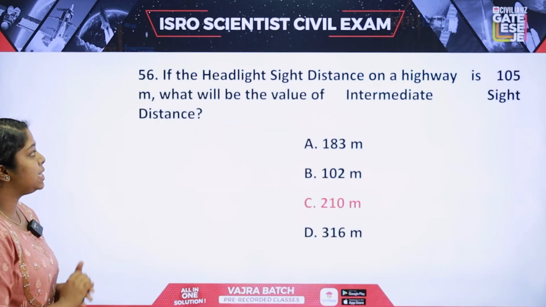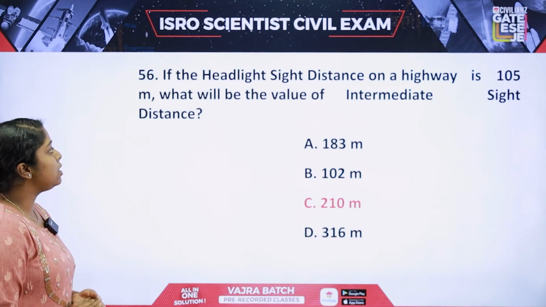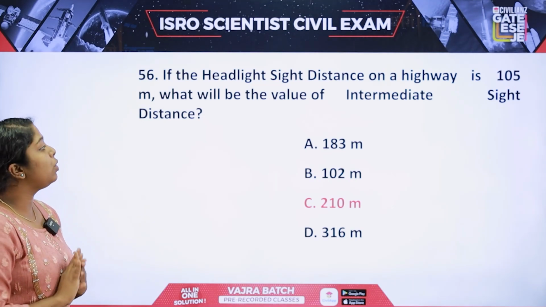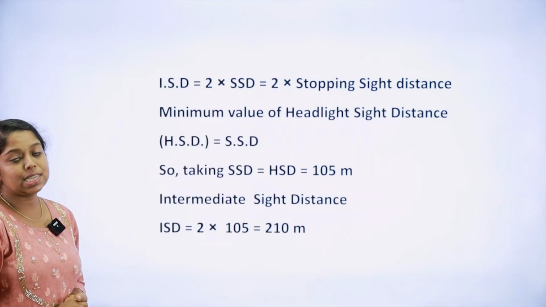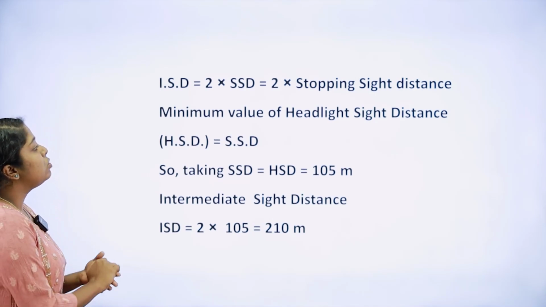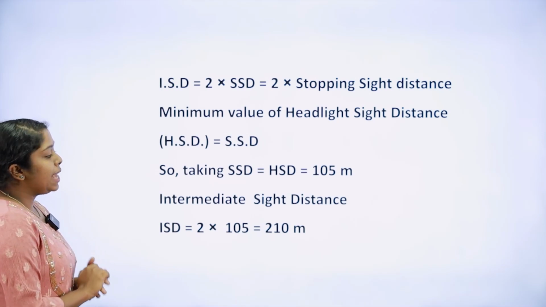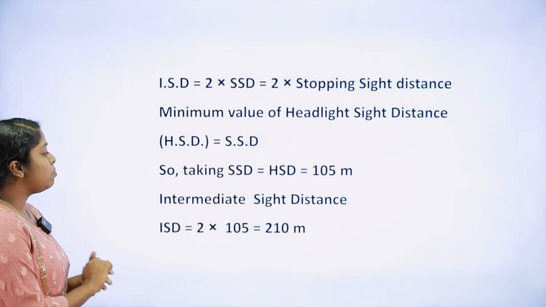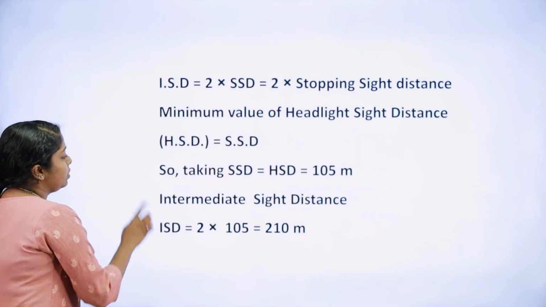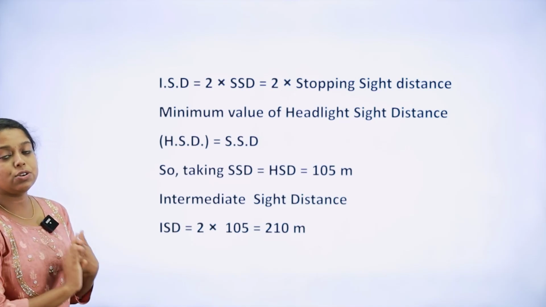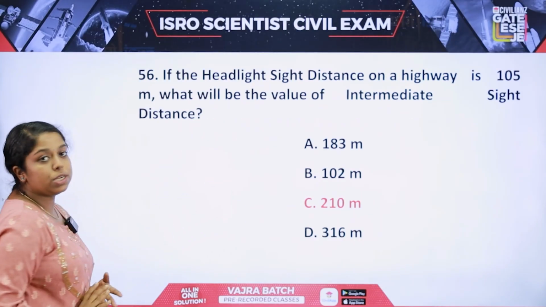Moving on to the 56th question. We have been given a headlight sight distance on a highway, that is 105 meter. Then what will be the value of ISD or intermediate sight distance? Let's move on to the calculation. We know that intermediate sight distance is equal to 2 into stopping sight distance. So minimum value of headlight distance is equal to stopping sight distance. So we can take SSD is equal to HSD itself. We have been given the value of HSD as 105 meter. So intermediate sight distance ISD is equal to 2 into HSD, which is equal to 2 into 105, which is equal to 210 meter. So option C is the right answer.